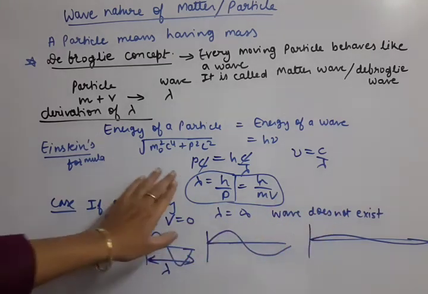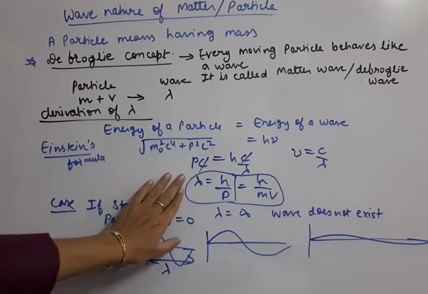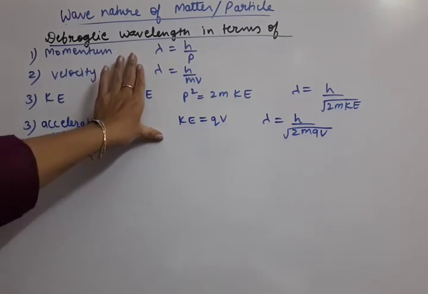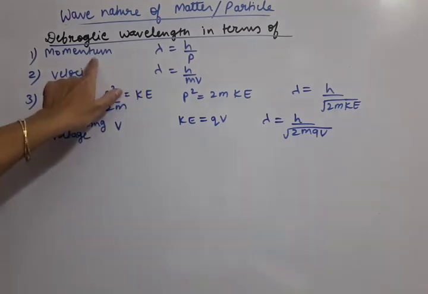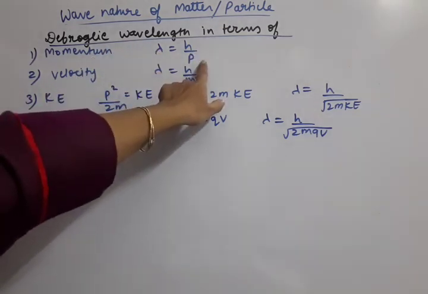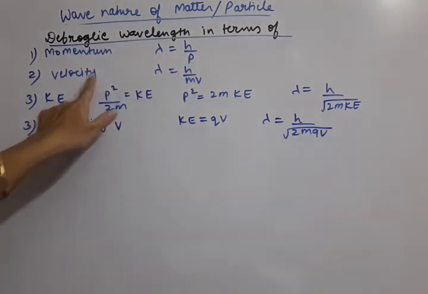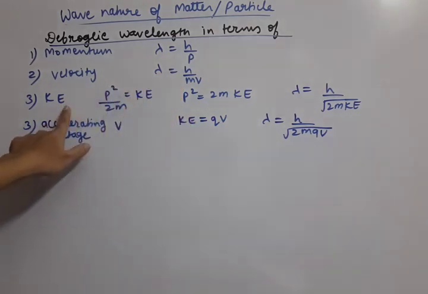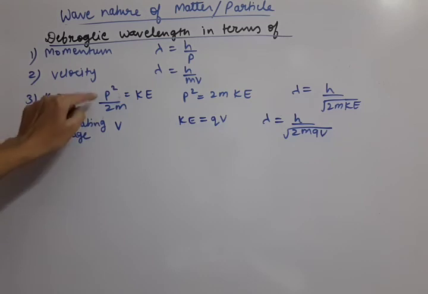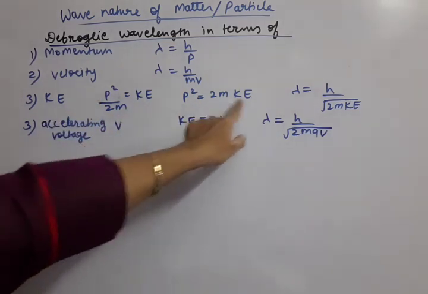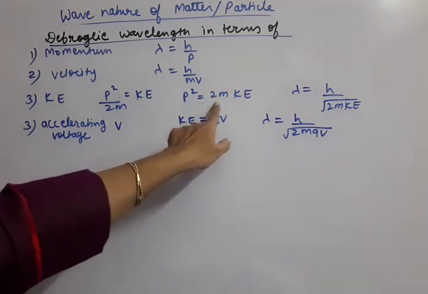Now we can derive this lambda formula in terms of different factors. So note down this concept. There can be a number of formulas of de Broglie wavelength in terms of different factors. In terms of momentum, lambda is equal to h upon p. We have already derived it. In terms of velocity, p is equal to mv. In terms of kinetic energy of the particle, we have this relation: p square upon 2m is equal to KE. So p square becomes 2m KE, and p becomes root of 2m KE.